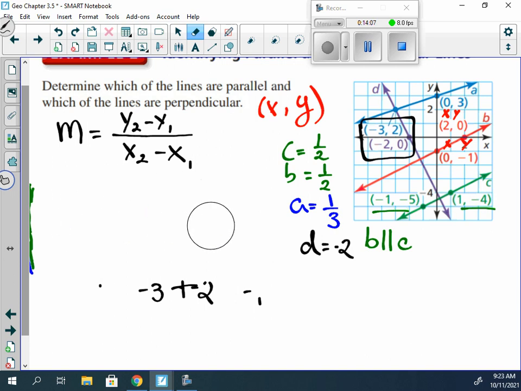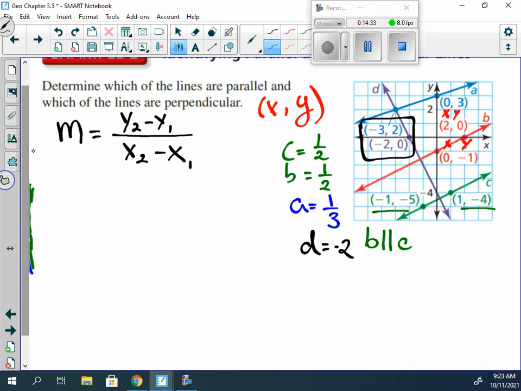Okay, I'm going to erase the work that we did for these. Now, for parallel, 2 lines are parallel if they have the exact same slope. Yes? So we saw that B and C are parallel because they have the exact same slope. Now, by definition, 2 lines are perpendicular if the product of their slopes is -1. Or another way to look at that is if they are the opposite reciprocal.